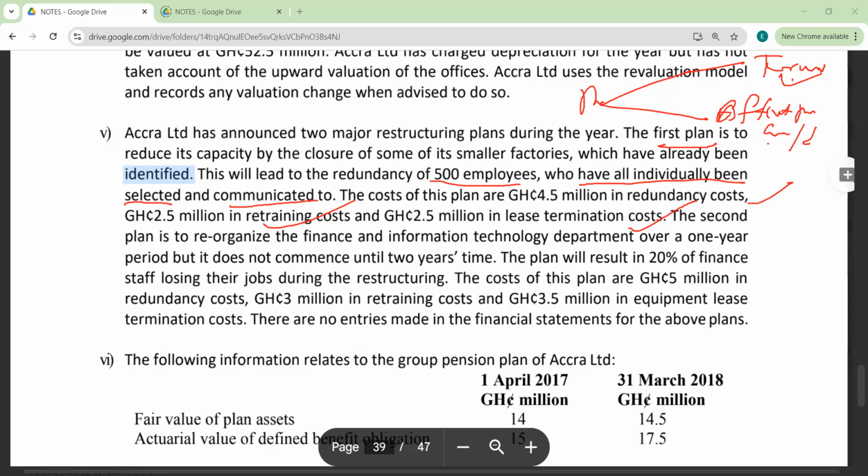So please, the costs that should be added are the redundancy and the lease cost. Please, the ongoing activities, relocation, training, we don't include them.